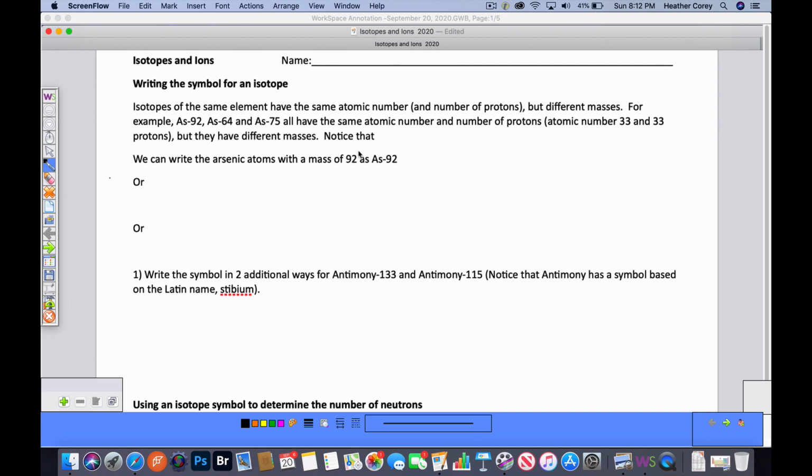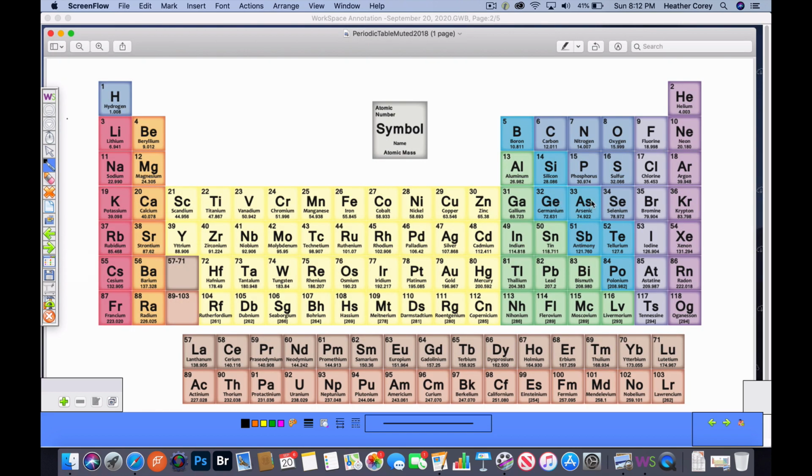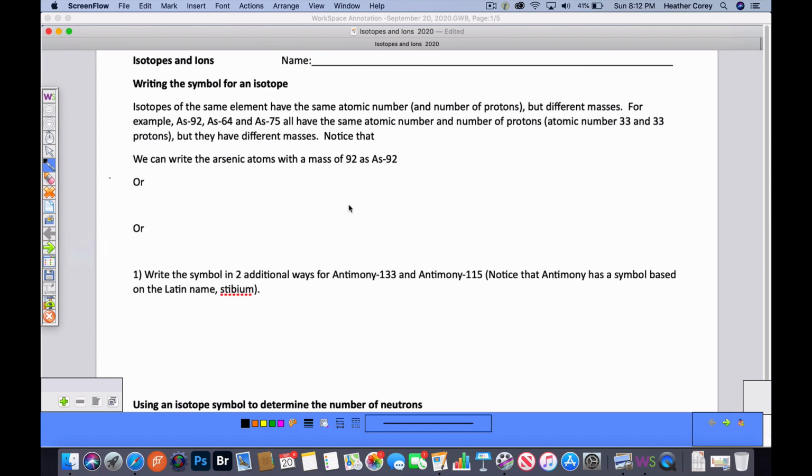Now, what I do want you to notice is that when you're looking at the periodic table and you find arsenic, it has a mass of 74.922. That tells us that the most common isotope is probably somewhere around this number. Of course, there are exceptions, but for the most part, that is true.